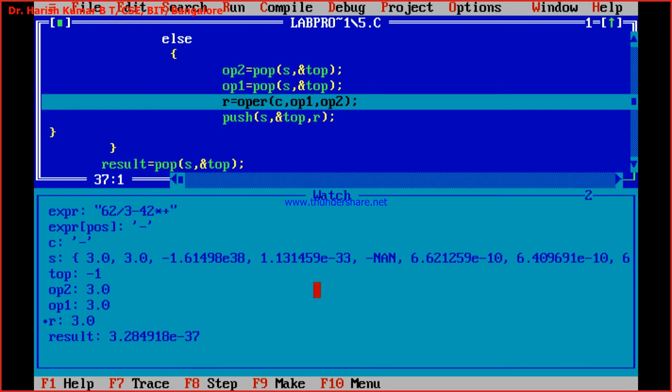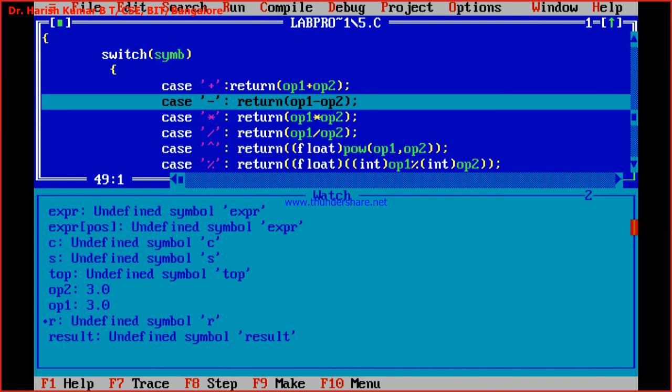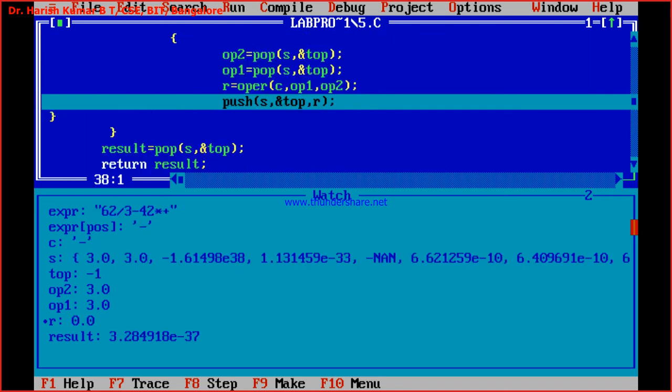Now you are calling operation minus, 3.0 and 3.0. So it goes to case minus. 3.0 minus 3.0, what result does it return? It returns the result 0. R becomes 0, R is 0.0. Now push this result back onto the stack.